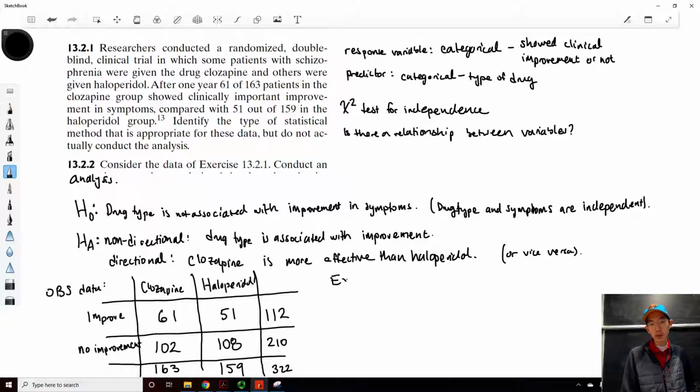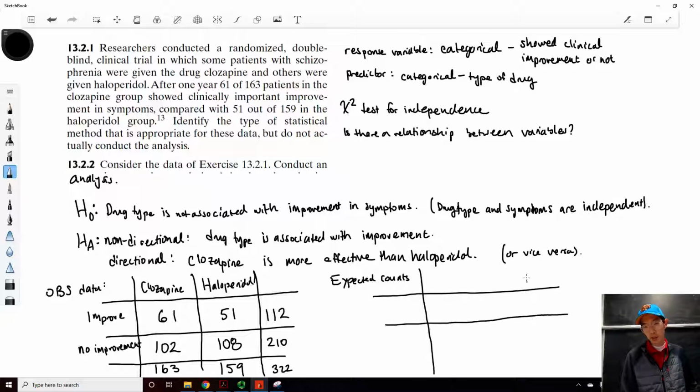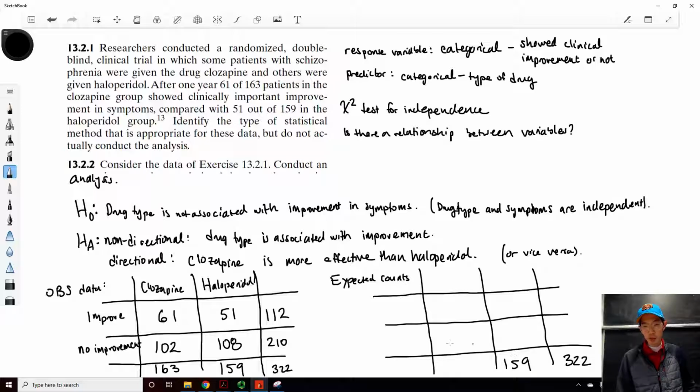What would be my expected counts? Yeah, we would do row total times column total divided by grand total, right? Something like that. And really, we only need to find one of the cells, right? So I copy the row totals and column totals.